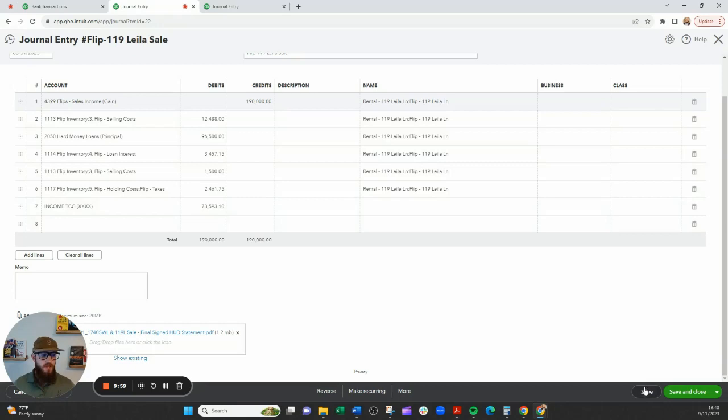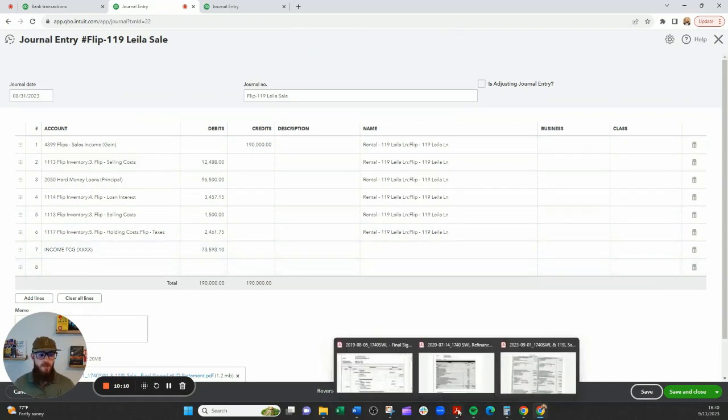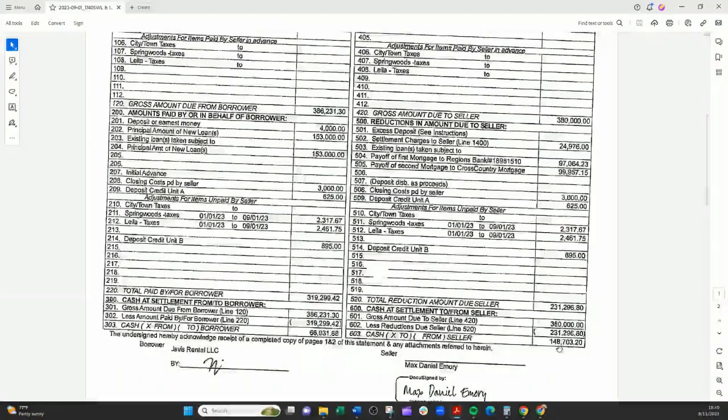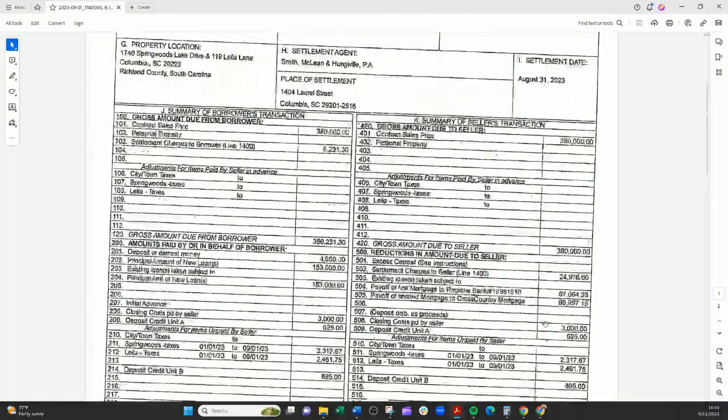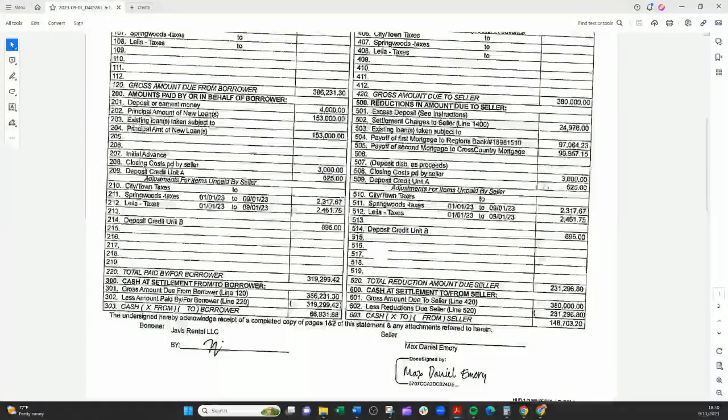Okay. Then you would hit save. Now, obviously, this amount that is coming into the bank account, it's a debit coming into an asset account, the bank account. This amount should match exactly the cash to the seller on the HUD statement, right? So we're going to pretend this equals the 73,000 figure that we have in the journal entry, okay? And that's about right, because again, this HUD statement contains two properties selling for the same price, just combined, right? And so, 73,000 and some change is about half of this amount.